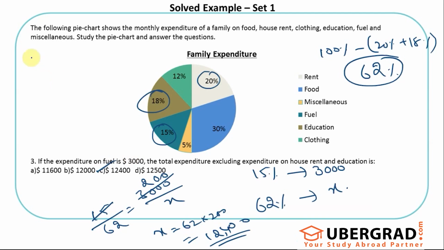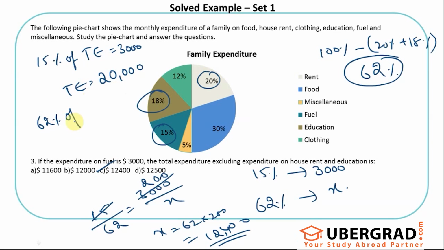Again, as I did earlier, you can do this. If I know 15% of total expenditure is 3000, then 15 by 100 into total expenditure is 3000. So that gives me total expenditure as 20,000. Once I know it, I just need to do 62%, which is the total excluding the house rent and education, 100 minus 20 plus 18, 38%. So 62% of 20,000 gives me 12,400. This also gives me the same answer, but this will be the faster and more efficient manner.